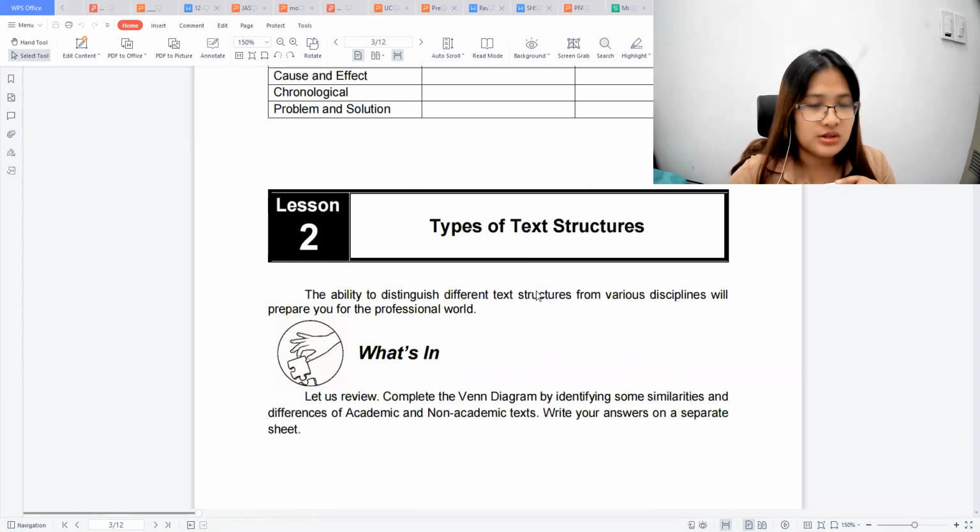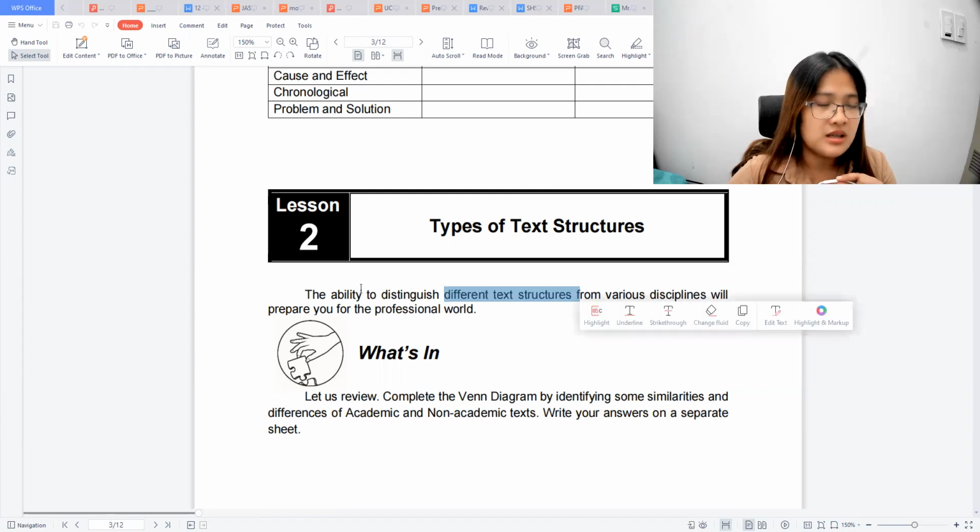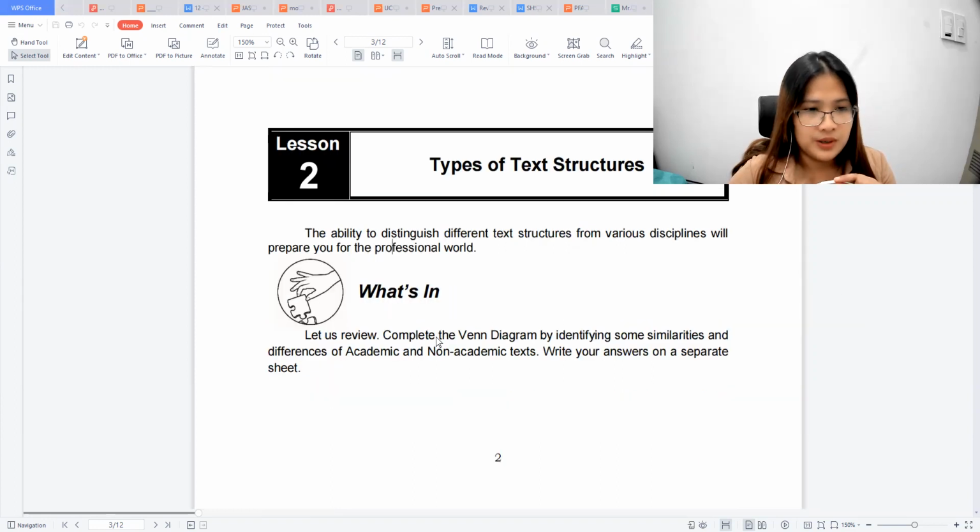Types of text structure. By the way, if you are one of my students and if you find that the layout is not similar to this module, we prepared the learning activity sheet. So practically it's still the same. And the credit goes to the writer and the developer of the module. So the ability to distinguish different text structures from various disciplines will actually help in the professional world.